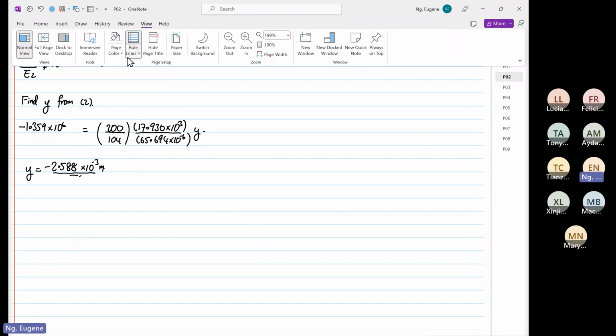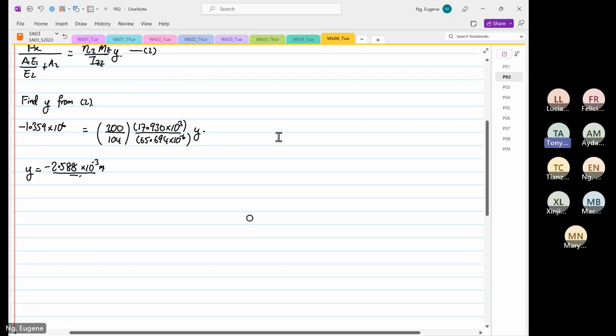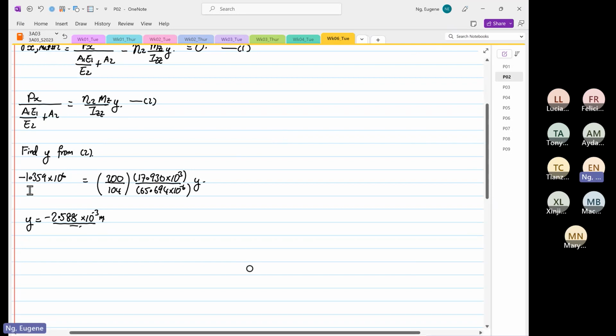What about dividing by A1 over E2 plus A2? Yeah, that is the minus 1.359 times 10 to the power 6. Oh, that's the value. Okay.